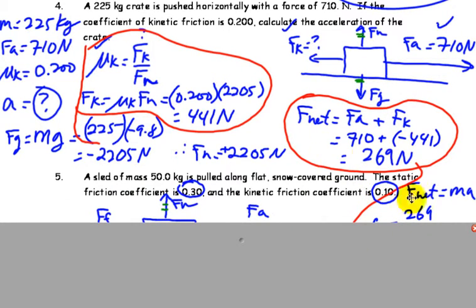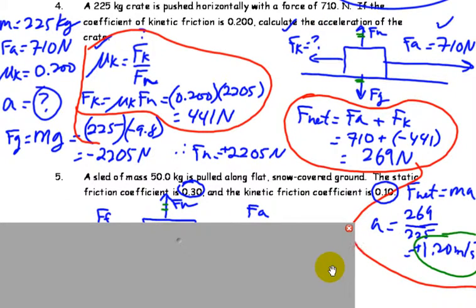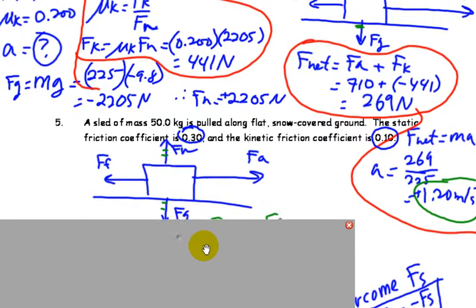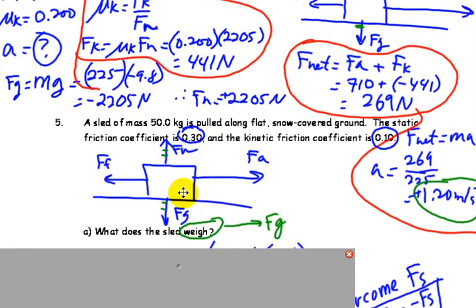Now I just realized here I forgot to answer the rest of the previous question. It did in fact ask for acceleration, so of course once I know the net force, F net equals ma, I can easily figure out what acceleration is. So my 269 divided by my mass of 225 kgs plus 1.20 meters per second squared. So sorry about that. So here's a diagram with the next one.